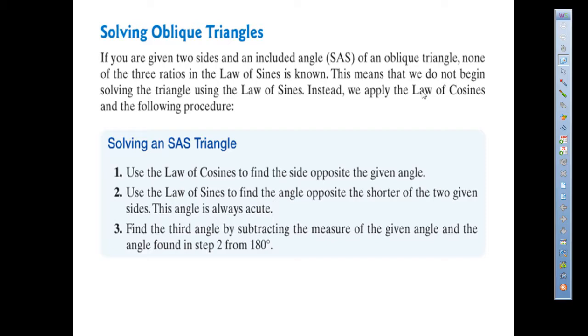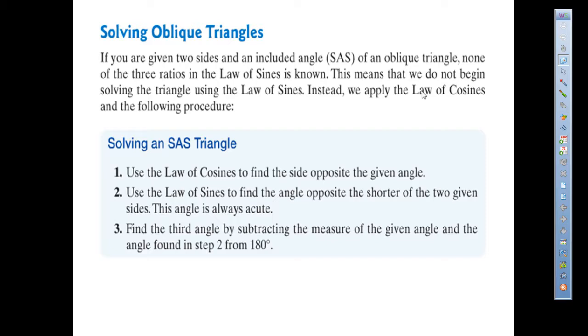Now, if you're given two sides and an included angle of an oblique triangle, none of the three ratios of the law of sines is known. This means that we do not begin solving the triangle using the law of sines. Instead, we apply the law of cosines and the following procedure. The first thing we want to do is use the law of cosines to find the side opposite the given angle. And then number two, we want to use the law of sines to find the angle opposite the shorter of the two given sides, because this angle is always acute.